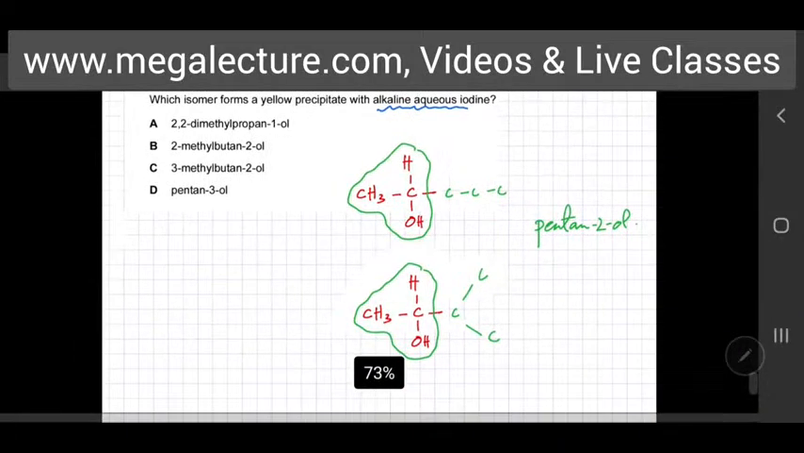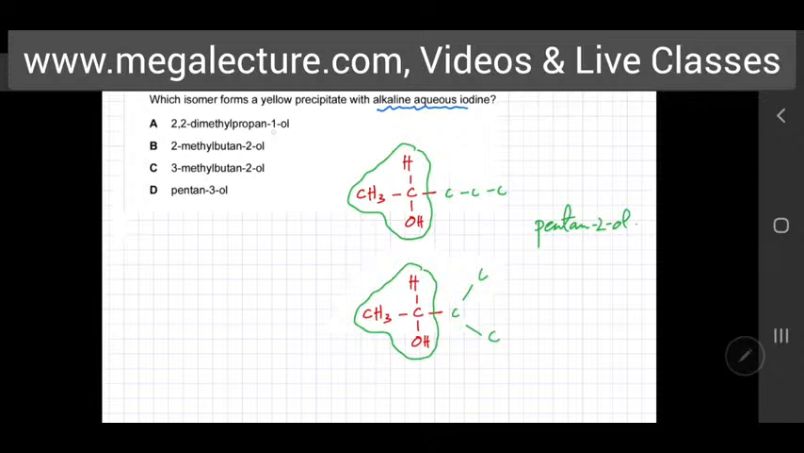Let's try the other one. How many are in the straight chain? That's 1, 2, 3, 4. So this one is butane 2-ol. It's 4 carbon atoms in a straight line with the OH on the second one. So that's butane 2-ol. And then there's a carbon chain on the third one.